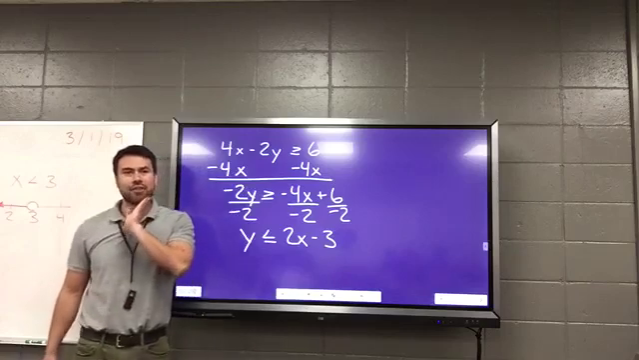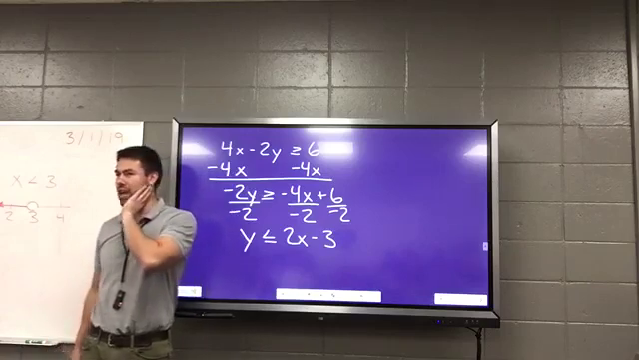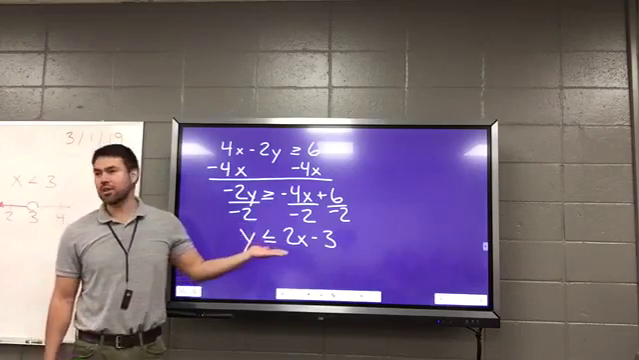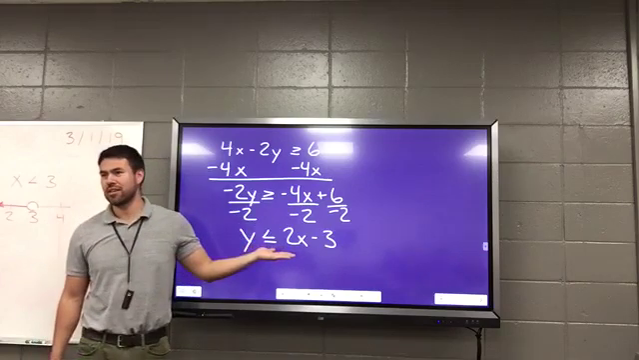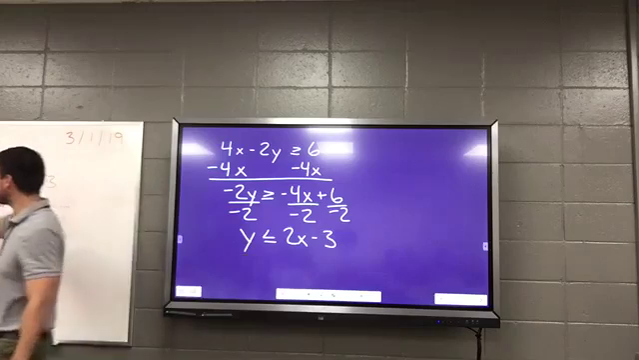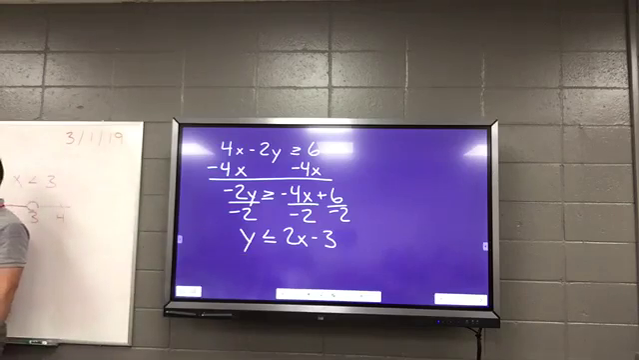Before you graph it, I have a question for Jack. Is this a solid or dashed line? Dashed. How do you know? Or no, it's solid. How do you know? It's less than or equal to. Good. It has less than or equal to, and you're like, wait, how do you remember that? If they have one of these signs, it's solid. If it has one of these signs, it's dashed. So that's one way to remember it.